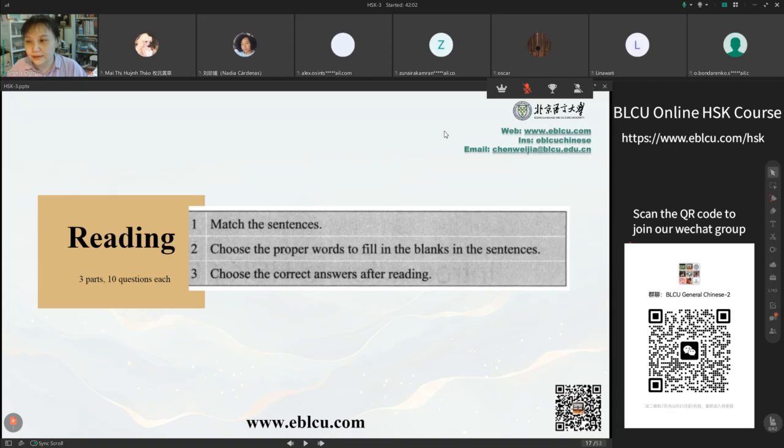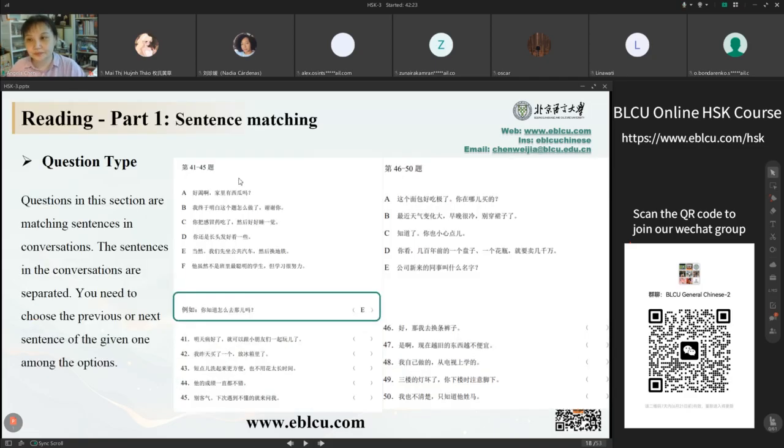Okay, so let's continue for second part of HSK3, which is reading. For reading, they have 3 types of question, and each type has 10 questions, so altogether 30 questions. So number 1 is matching, like sentence matching. So I have 10 questions in 2 groups. Each group, they will have 5 pairs of sentences. So you need to match them together. The 2 sentences may be question and answer, maybe 2 sentences that related to each other. So you need to find out those in pairs.